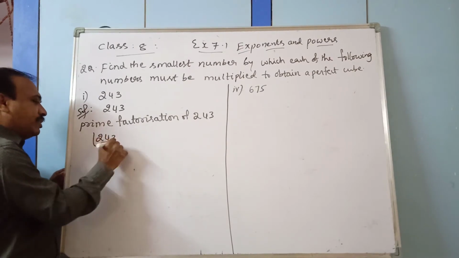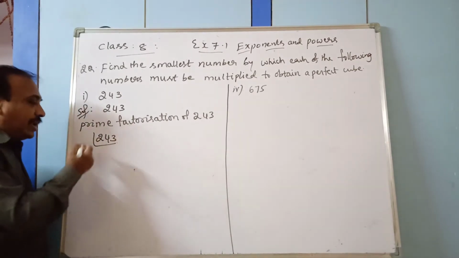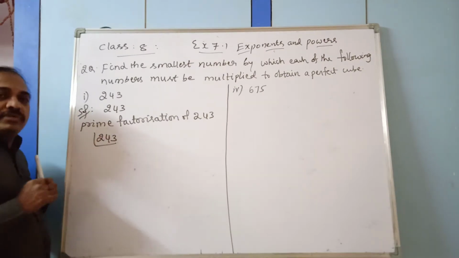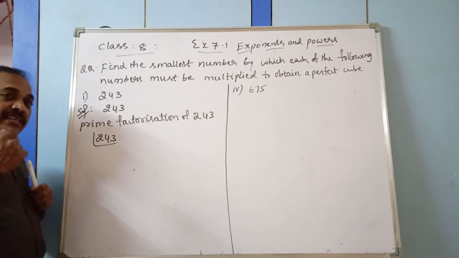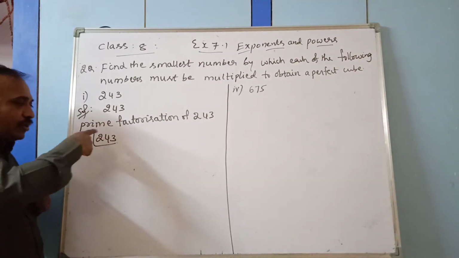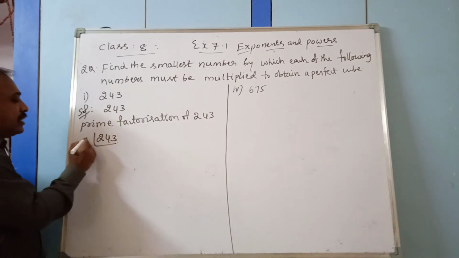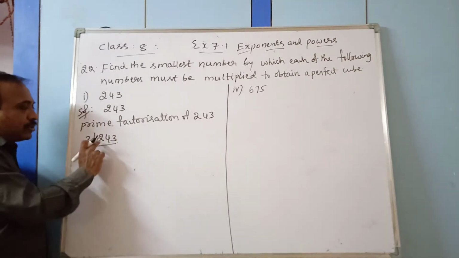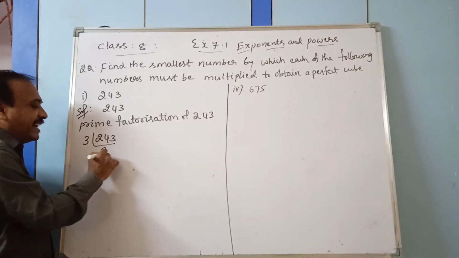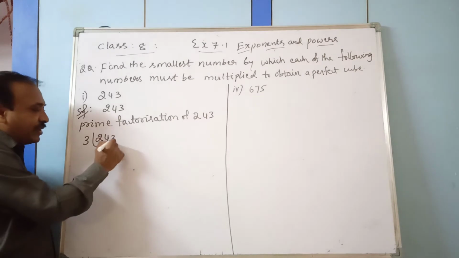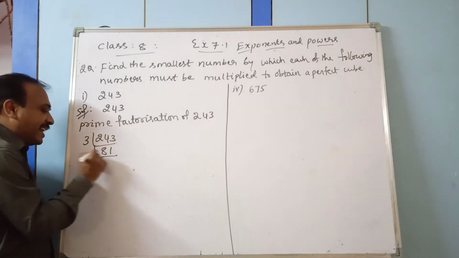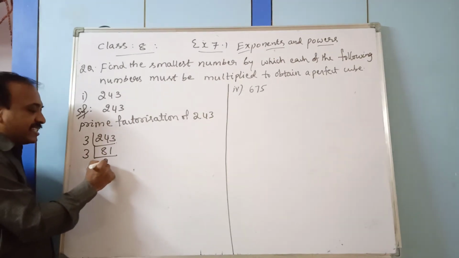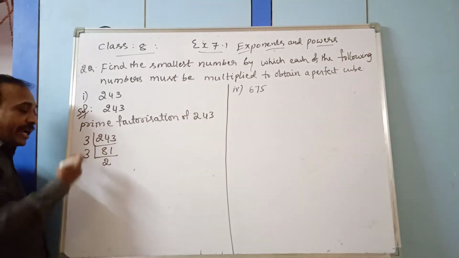Look at this carefully. 243, is it divisible by 2? No. Is it divisible by 3? You know the divisibility rules: 2 plus 4 is 6, 6 plus 3 is 9. The sum is divisible by 3, so the whole number is divisible by 3. 3 eights are 24, remainder 0. Then 3 ones are 3. 8 plus 1 is 9, so it is divisible. 3 twos are 6, remainder 2.